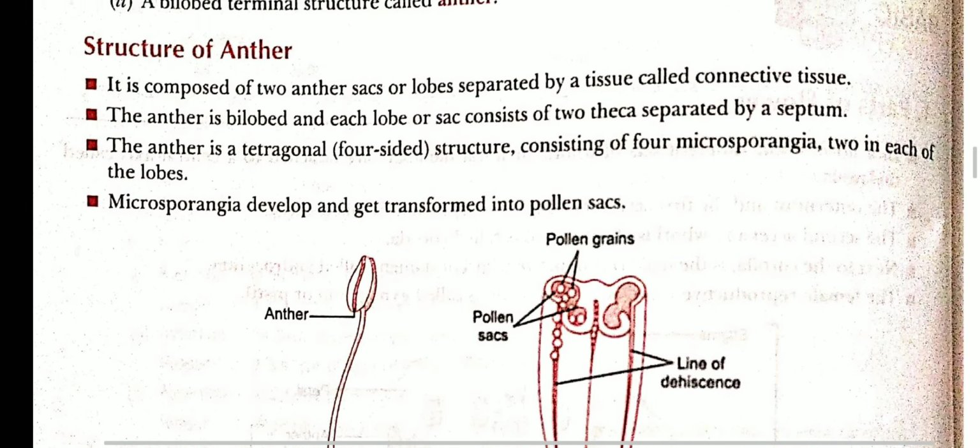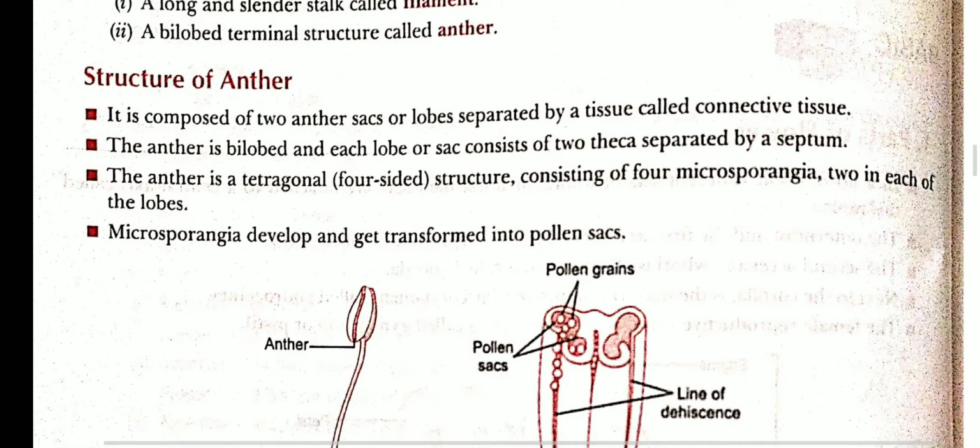Coming to the structure of the anther, in most cases it is two lobed, and the two lobes are separated by a tissue called connective tissue. The bilobed anther consists of two theca separated by a septum. So, a typical angiospermic anther is bilobed and dithecous. Every lobe has two theca. In total, there are four theca and two major lobes.